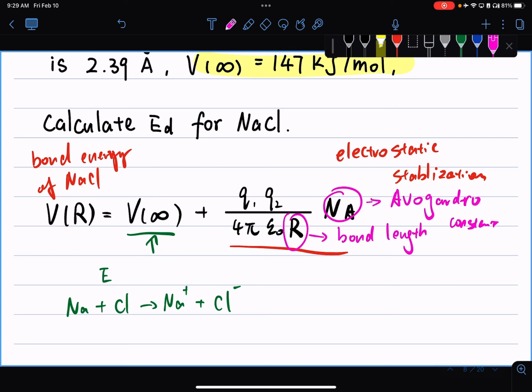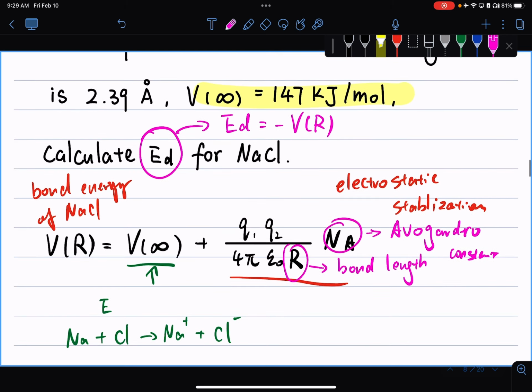And at the very end, the question asks for calculating the bond dissociation energy. So for this, we have the bond dissociation energy equals the negative of VR. Right, so you can plug in the numbers and check your answer with the annotated note later. All right.